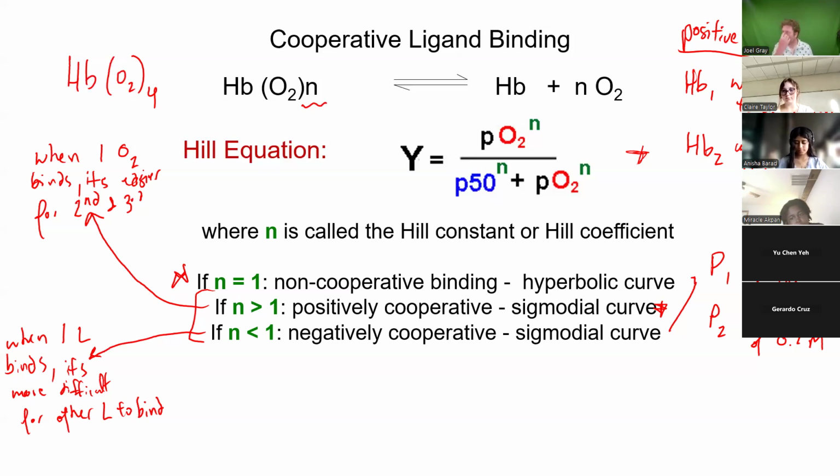In a negatively cooperative situation, that would be like the first person gets out on the dance floor and then everyone else is like, you're not supposed to dance. What are you doing? This is a horrible idea. And so then there would have to be some other sort of intervention to get that second person to dance.